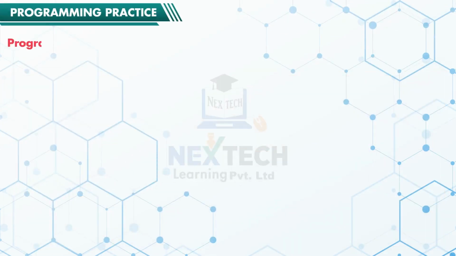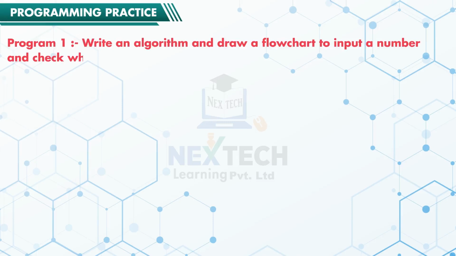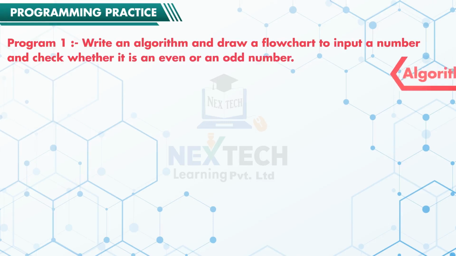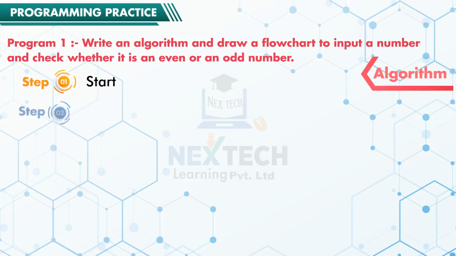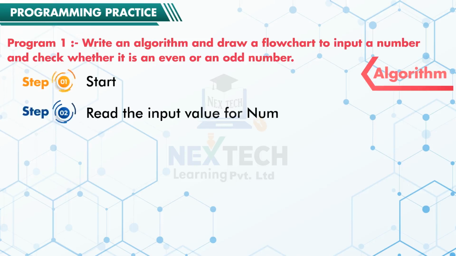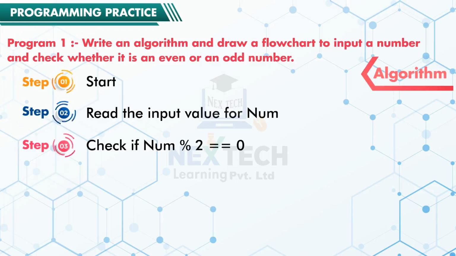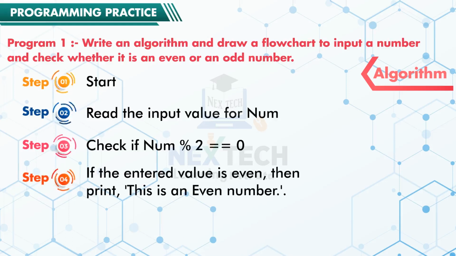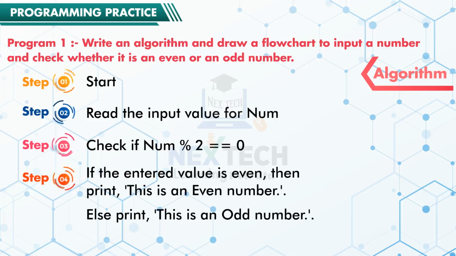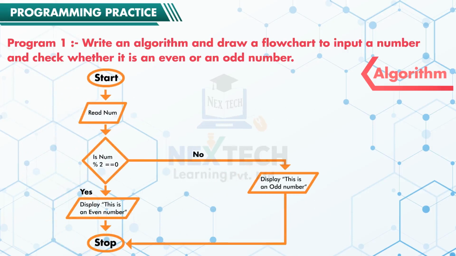Programming practice. Program 1. Write an algorithm and draw a flowchart to input a number and check whether it is an even or an odd number. Algorithm. Step 1. Start. Step 2. Read the input value for num. Step 3. Check if num % 2 equals 0. Step 4. If the entered value is even, then print this is an even number, else print this is an odd number. Step 5. Stop. Flowchart: Start. Read num. Is num % 2 equal to 0? No. Display this is an odd number. Yes. Display this is an even number.